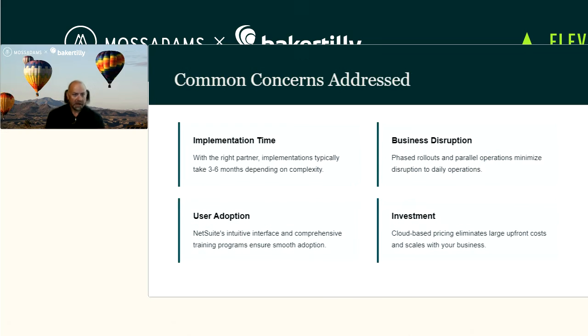And then, some common concerns that I'd like to address as we wrap up here. First is your implementation timeline. Most implementations we see take about 3 to 6 months. Business disruption: we try to keep it to a minimum because it'll be a phased rollout. You can run parallel operations, so it's not disrupting daily operations. Intuitive user adoption: comprehensive training programs ensure smooth adoption. And of course, the investment piece of it. You can scale as you need to because it's a cloud-based system.